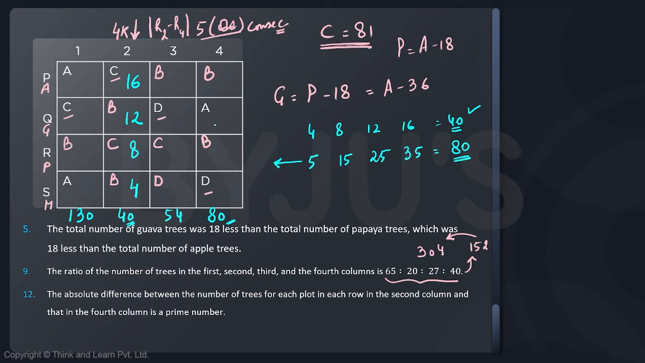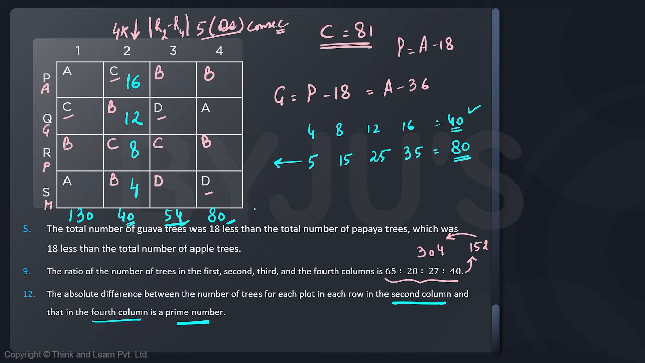We don't know in what order we have to write them, but the point is, third column has a difference of these two, right? And that difference with us is 54. We will be talking about it now. The absolute difference between the number of trees for each of the plots in each row in the second column and that in the fourth column is a prime number. He says every number in the second column and every number in the fourth column, when you just subtract them, you will be getting a prime number here. That's also an important point, which also tells me that in the third column, all these numbers must be prime, which are adding up to 54.